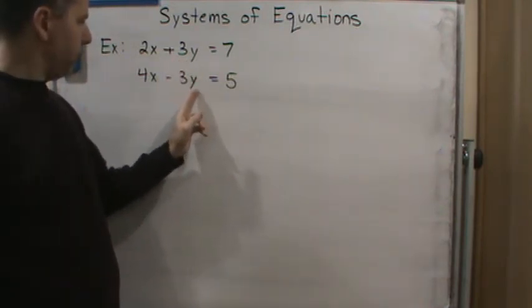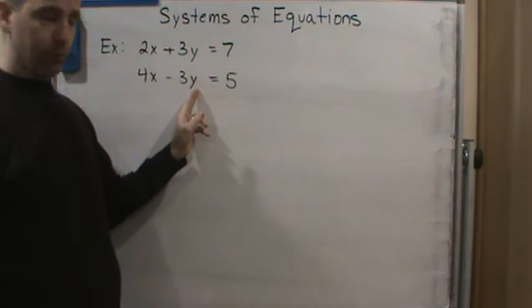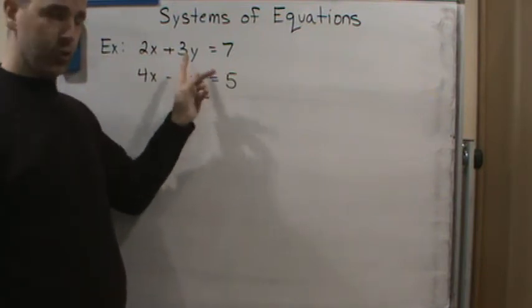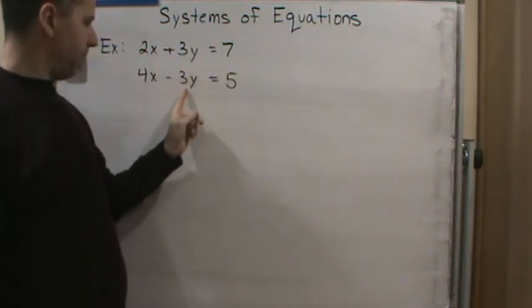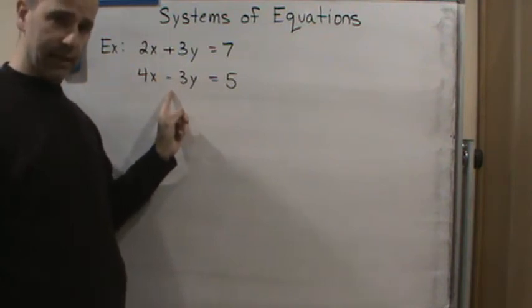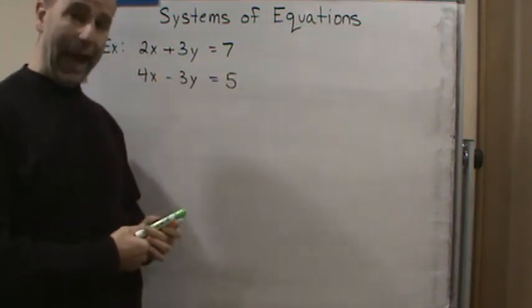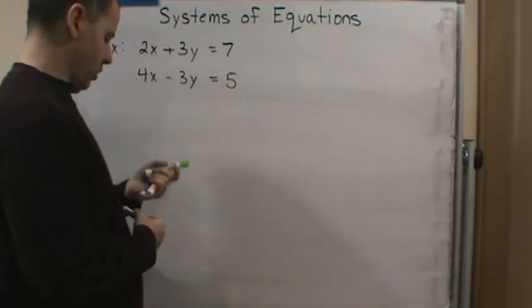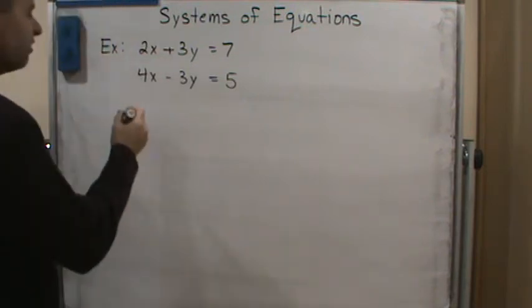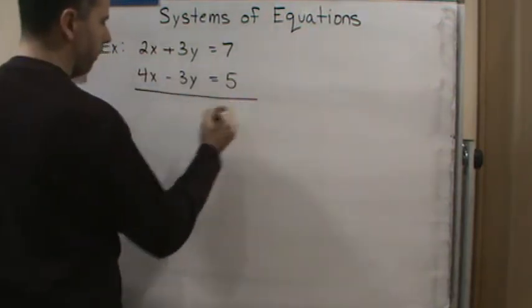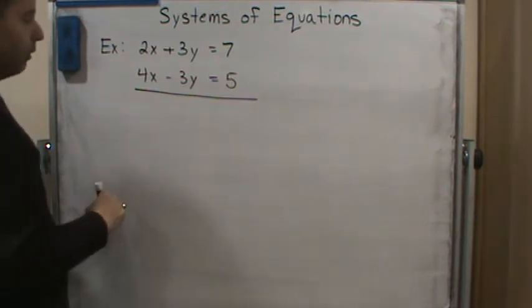these two variables, coefficients, right, are the same. These two terms are the same except opposite signs. So what happens is, if we add these two equations, the variable will drop out.